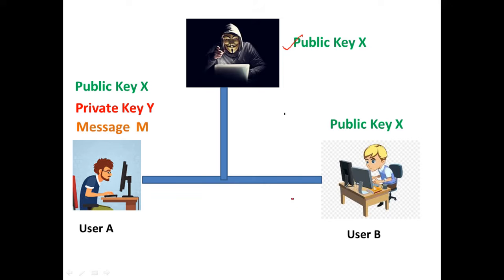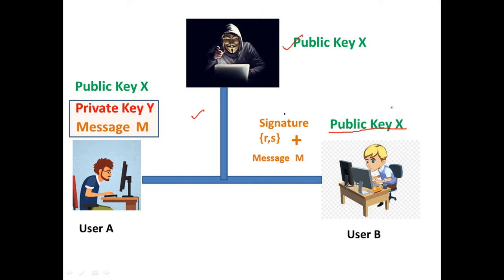Whenever user A wants to send a message, he takes the private key and the message, and converts that to a signature. Let's assume that this is the signature RCMIS. After creating the signature using the private key, he attaches it to the plain text message and sends the signature along with the message to user B. User B can then use the public key and verify whether the signature is valid or not.